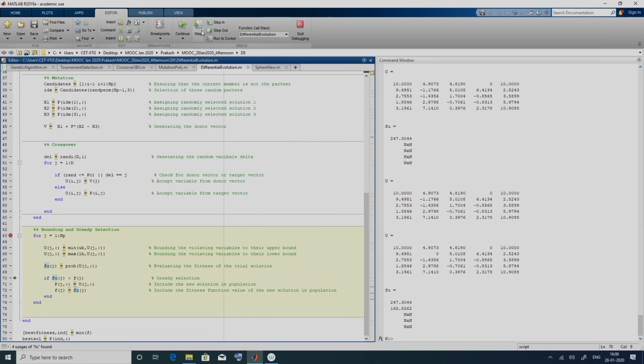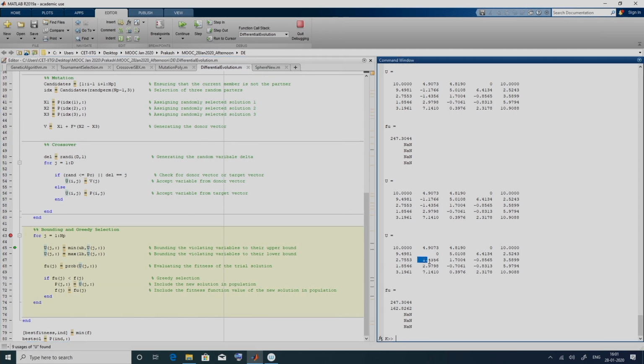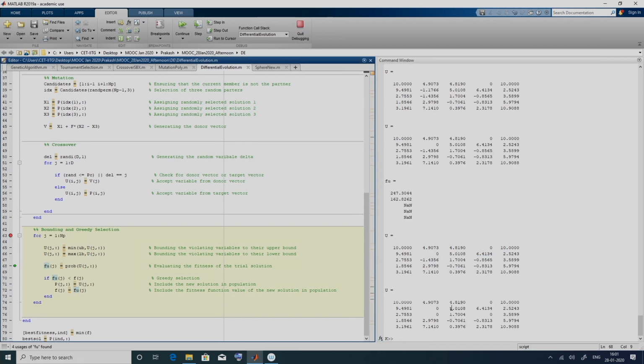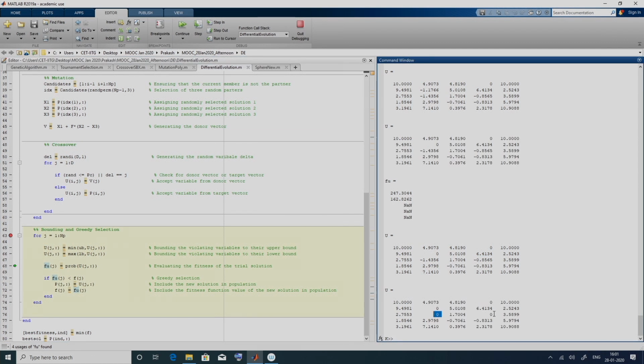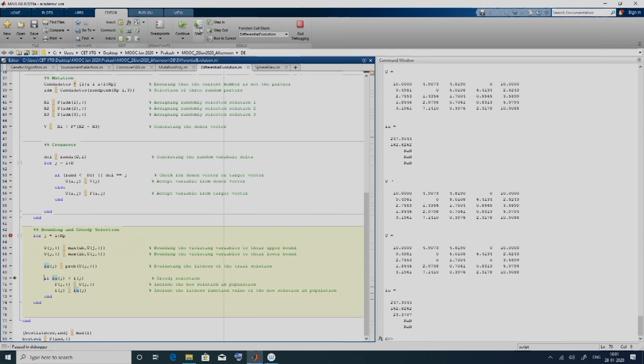Again the fitness function will be evaluated with this fu. In this case the second value is 162.8262 and over here it is 115. So even in this case the newly generated trial vector is not better than the second solution. In the third case over here, if we see, this variable is violating, this variable is violating, both of them are violating the lower bounds. So both of them have been reset to 0, again calculating its fitness function value.